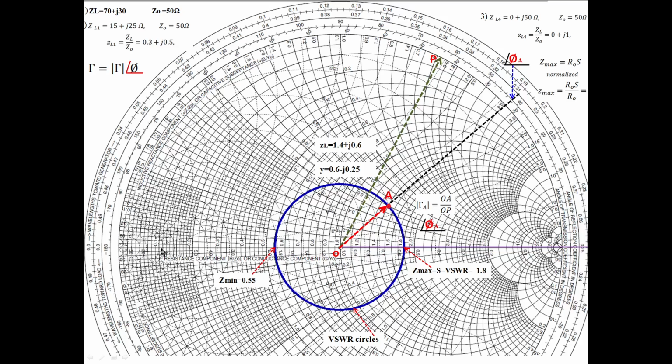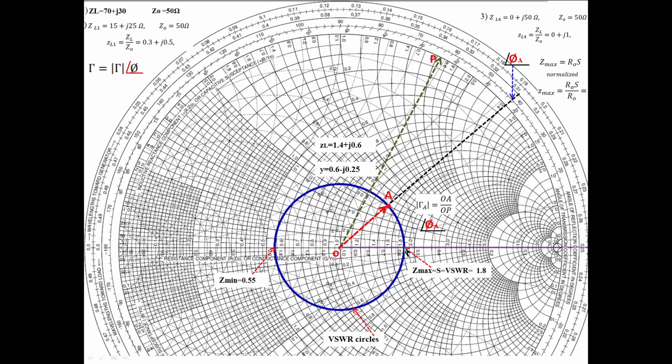So X is equal to 0. The reactance value is 0 here along this line. X is 0.1 here, X is 0.2 elsewhere, but X is 0 along this line. So X value is 0, and we only have a resistance of 1.8. So this is the impedance here.